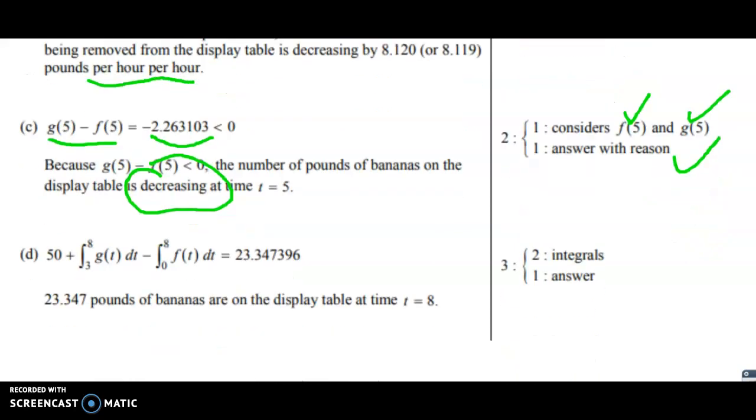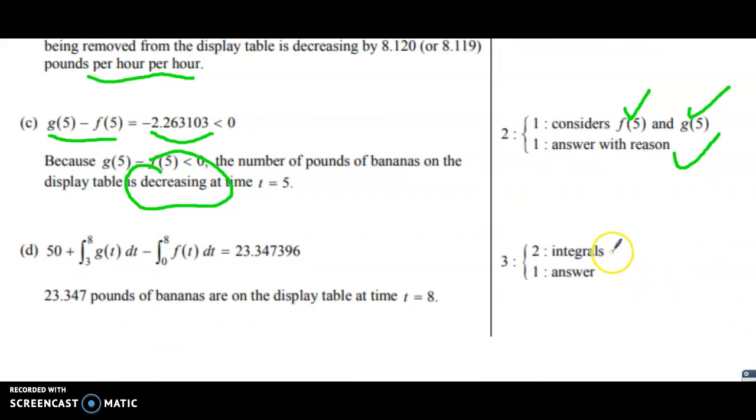And then lastly, for D, you get 2 points for your integrals, meaning that you have one integral that starts at 3 for the on rate, one integral that starts at 0 for the off rate. These could be reversed as long as you are subtracting the off and adding the on. And then if you forgot the initial condition, it's going to come off the answer point because you're just not going to have the correct answer. So you can still get those 2 points. All right, tune back in for question number 3.